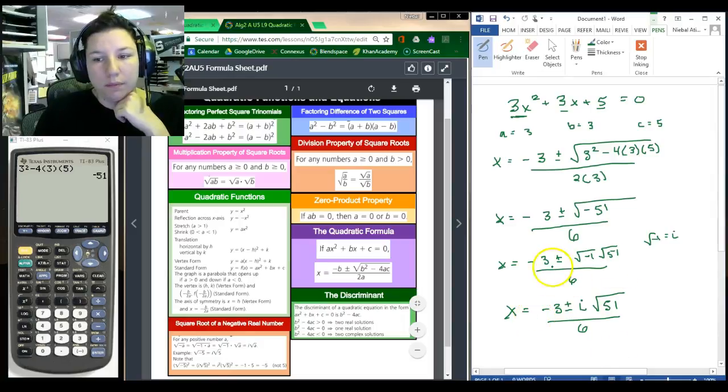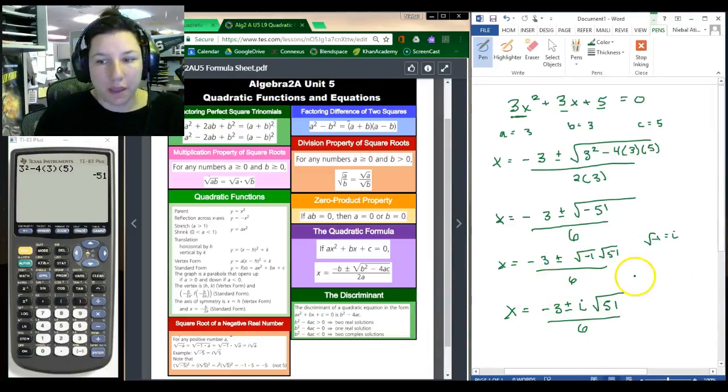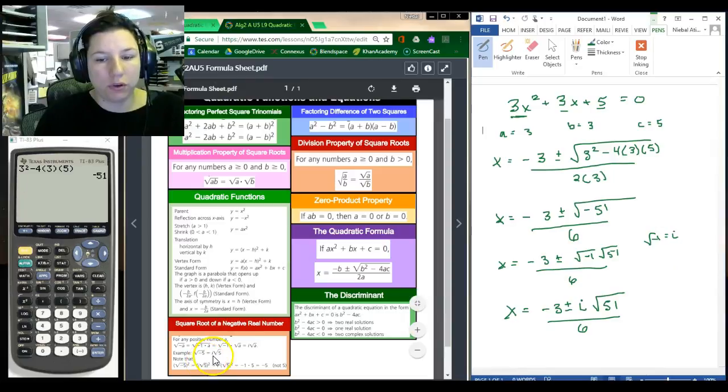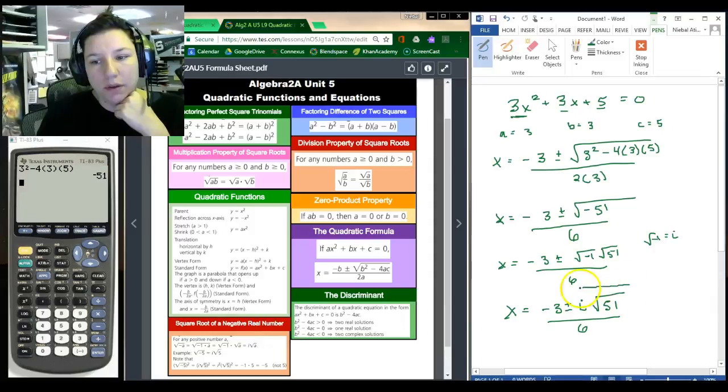Okay, so hopefully with enough practice, you've got that memorized, but if not, be sure to consult your formula sheet to help you through this question, and then this would be your final answer.